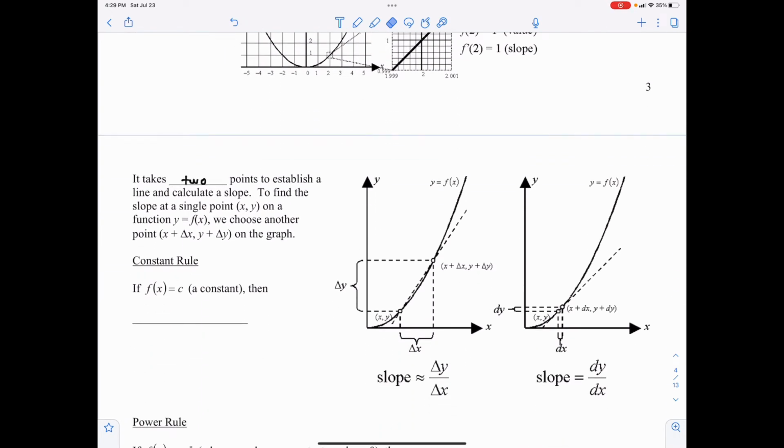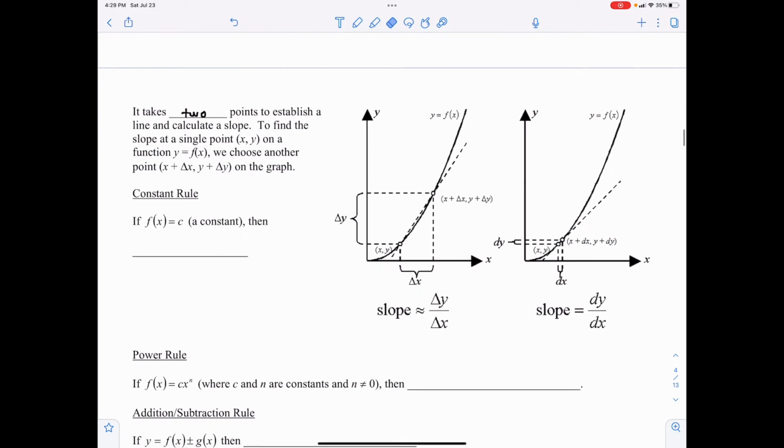It takes exactly 2 points to establish a line and calculate a slope. To find a slope at any single point, x, y, on the function y equals f of x, we choose another point, x plus delta x and y plus delta y.